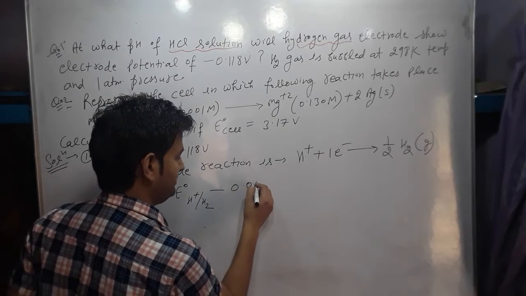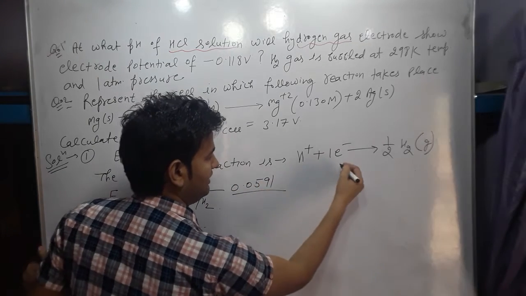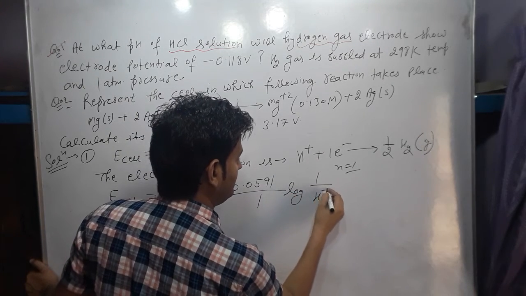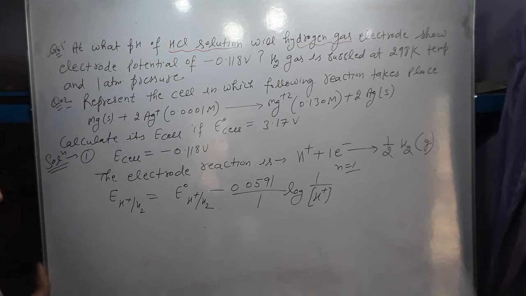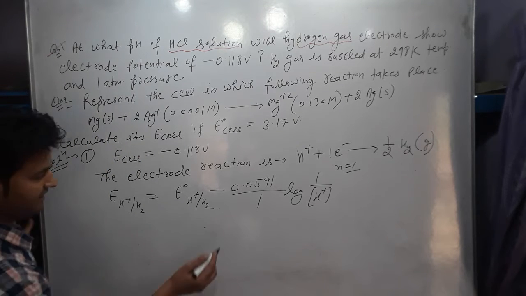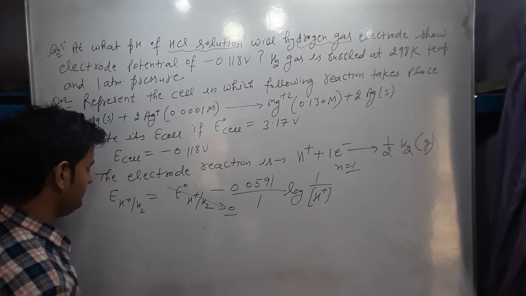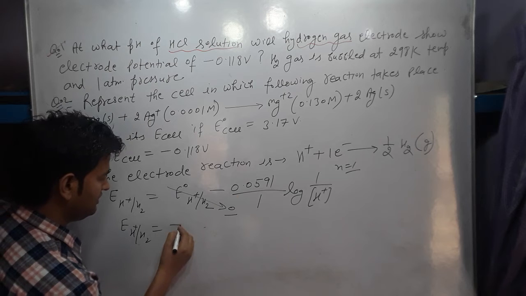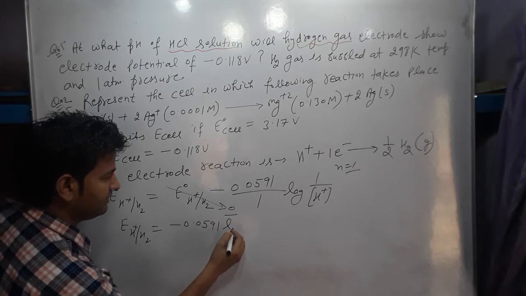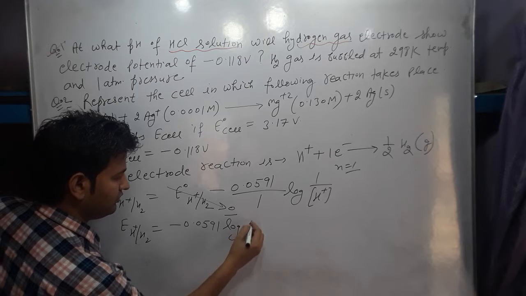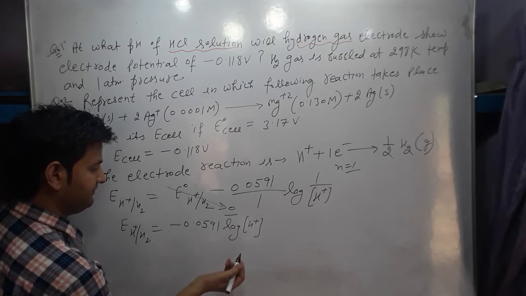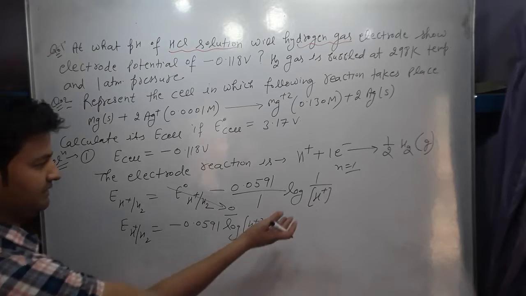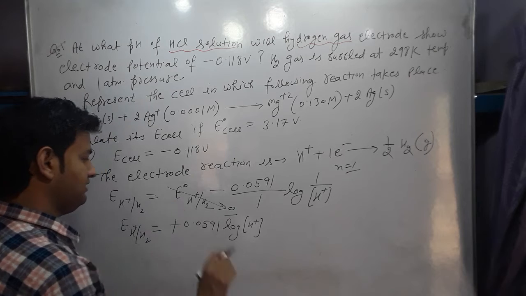minus 0.0591 over n. The value of n here is 1. So it is 1 log of 1 over the concentration of H plus. We can write it like this. Standard EMF for hydrogen is taken as 0. So we can say that EMF of H plus to H2 will be equal to minus 0.0591 log of H plus ion concentration. If it is minus, we can take it to the positive direction, if we move the denominator to numerator, it will be positive.